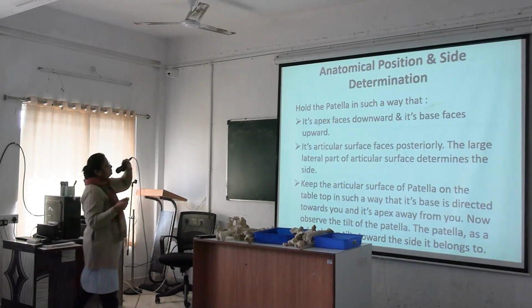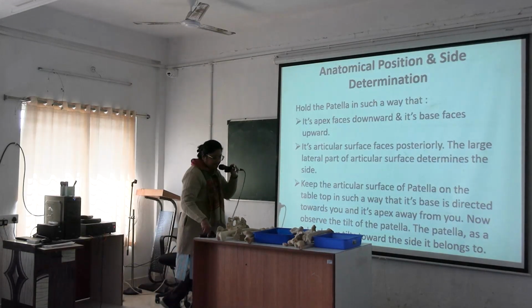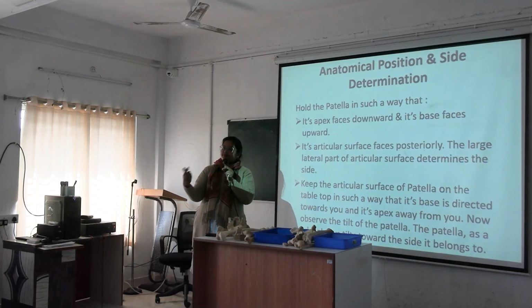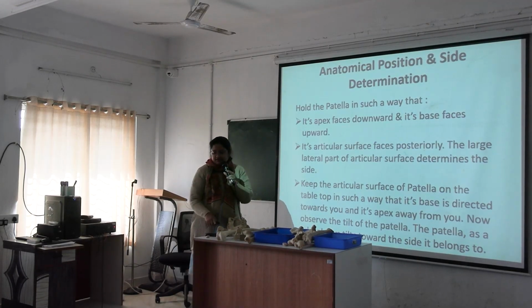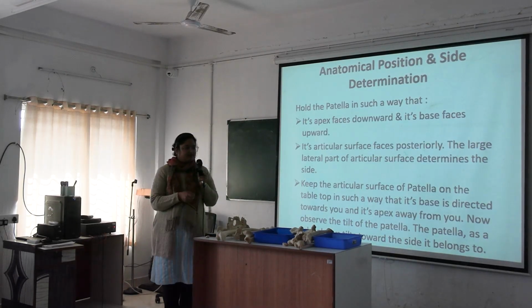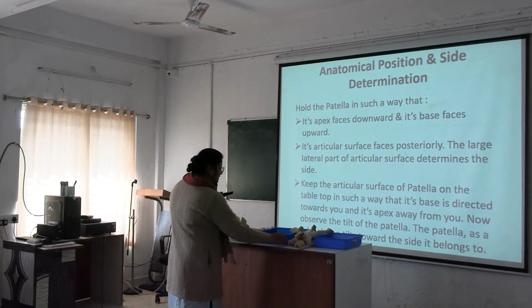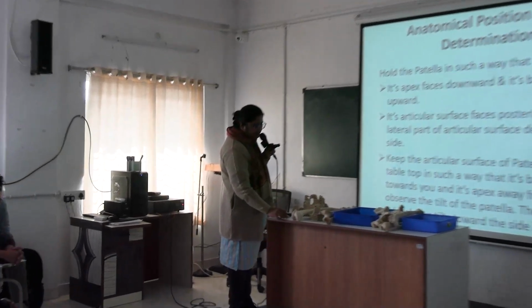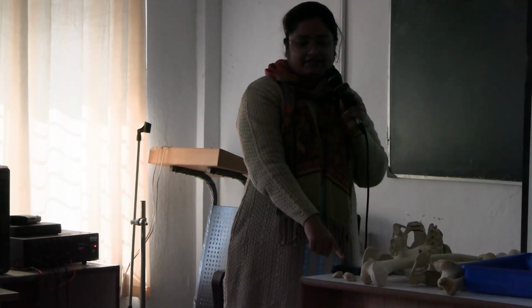Okay, so you place the patella on a flat surface. I am placing it here. Apex is away from me and base is towards me. Okay, and if it is tilting towards the right side, so this is right patella. And this patella you can see here apex is here, rough area. So apex away from you. If you place it on the flat surface, it is tilting towards the left side. So this is left patella. Okay, so that's how you determine the side.